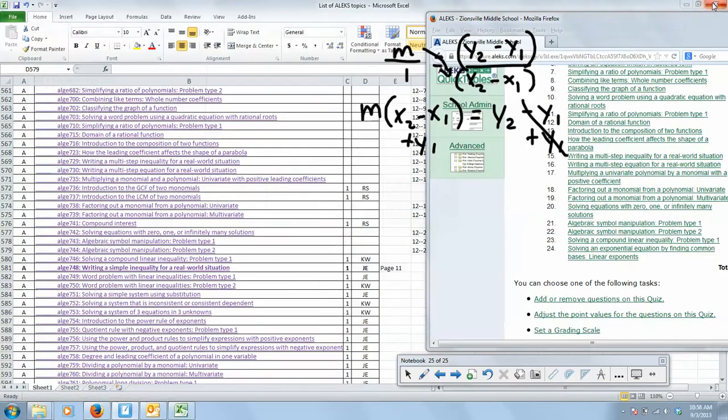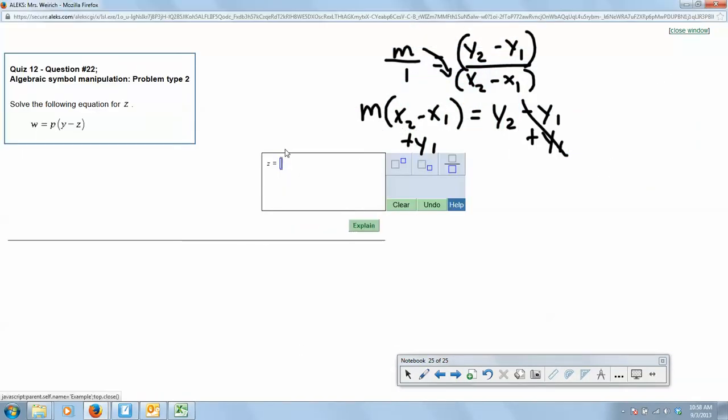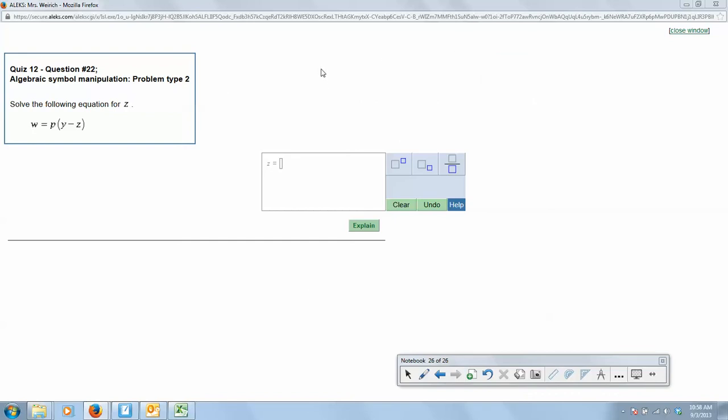I want to click on this again and make sure I get a different one, because there are a lot of different problem types for these. But most of them in this problem set are just going to involve a couple of steps. So we have this equation, sorry, let me grab the pencil. W equals P times (y minus z).